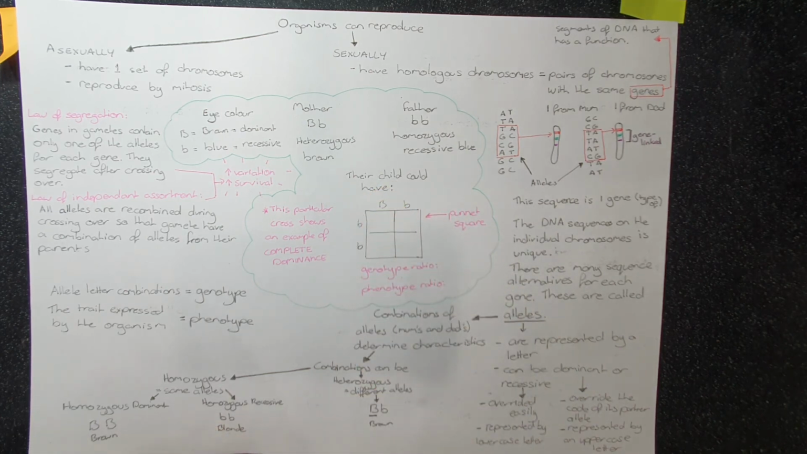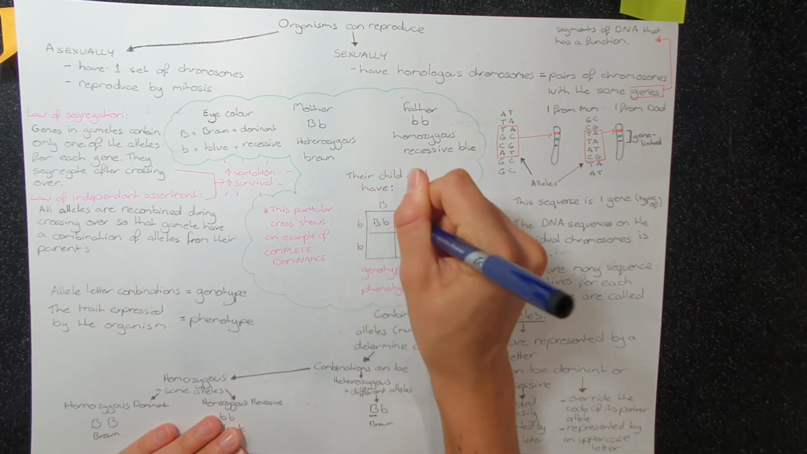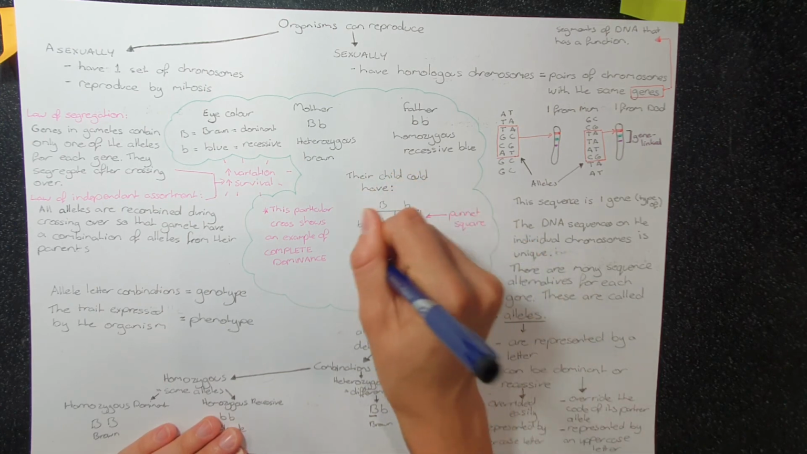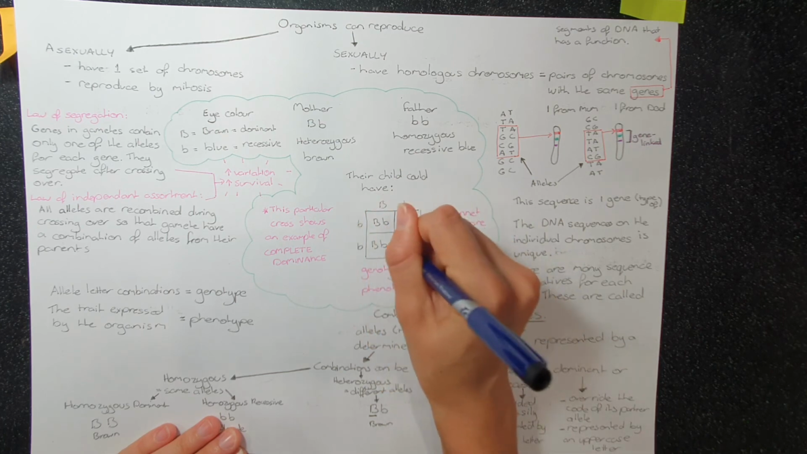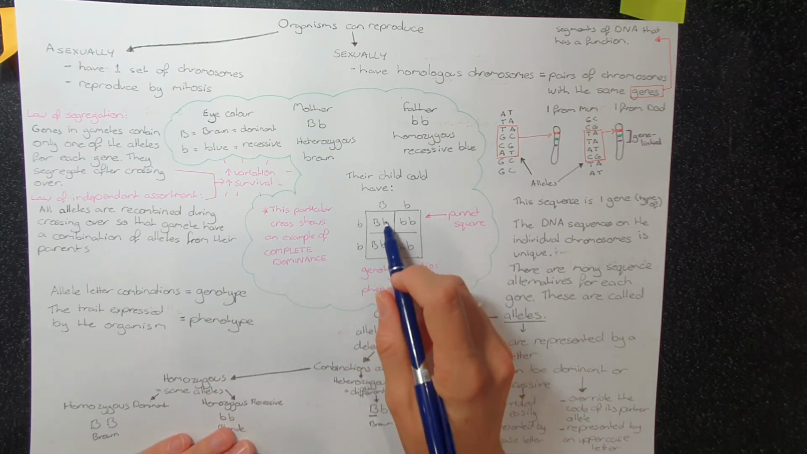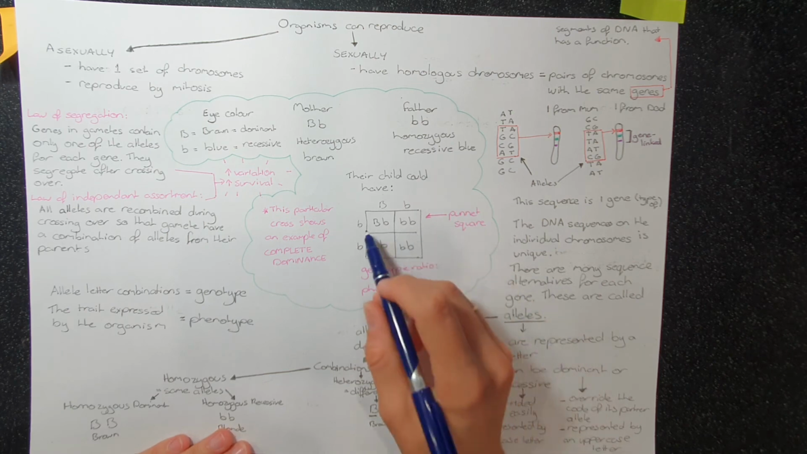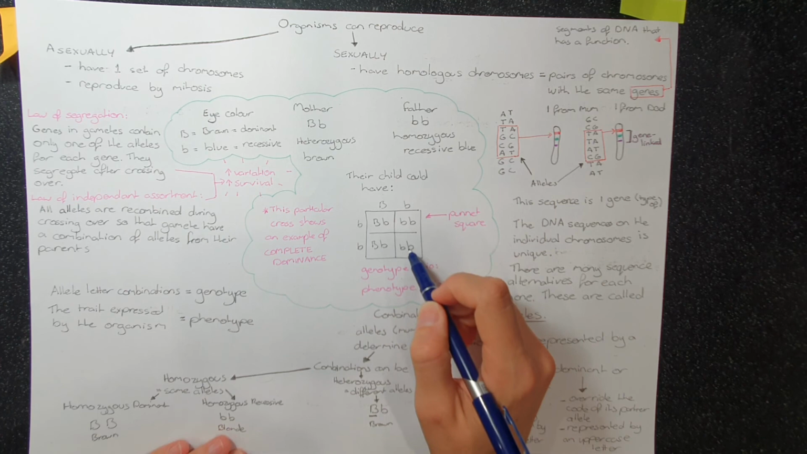In the middle, I'm going to write out the combinations. Now, if I have a dominant allele, I'm going to write it first. It makes it easier to work out what my phenotypes are going to be later. So capital B, little b, little b, little b, big B, little b, little b, and little b. Okay, so I have two heterozygous offspring and two homozygous recessive offspring.